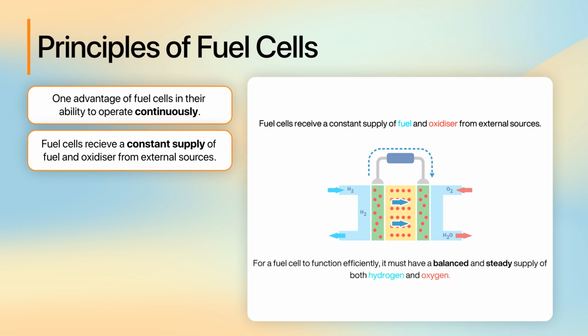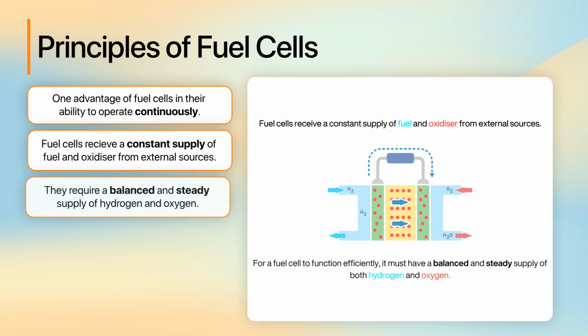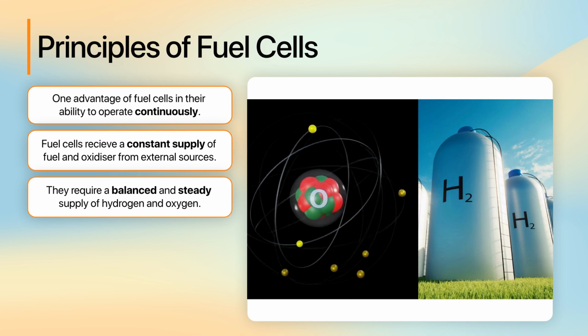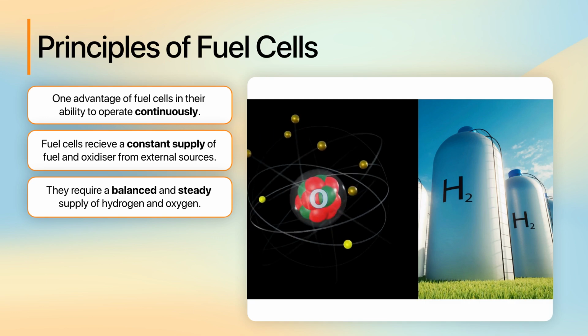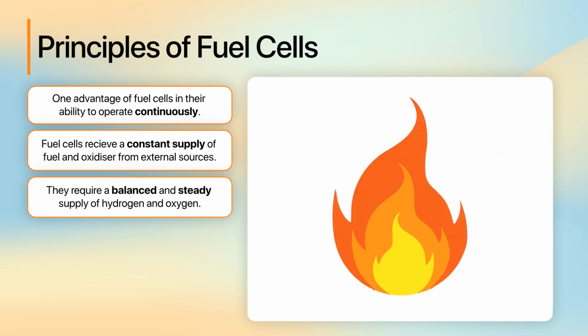For a fuel cell to function efficiently, it must have a balanced and steady supply of both hydrogen and oxygen. If there's too little of either, the reactions are incomplete, reducing the cell's power output. Conversely, too much hydrogen or oxygen can also cause problems, such as flooding of the electrodes or, in extreme cases, dangerous situations like uncontrolled combustion.